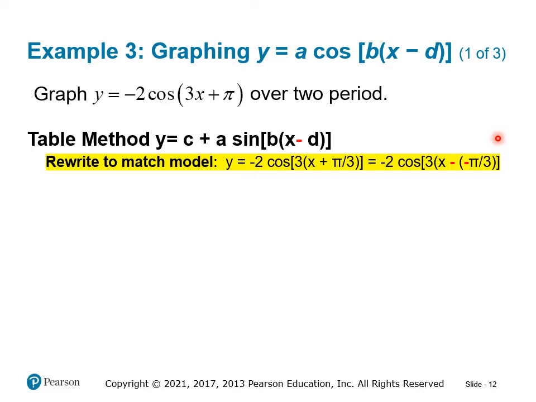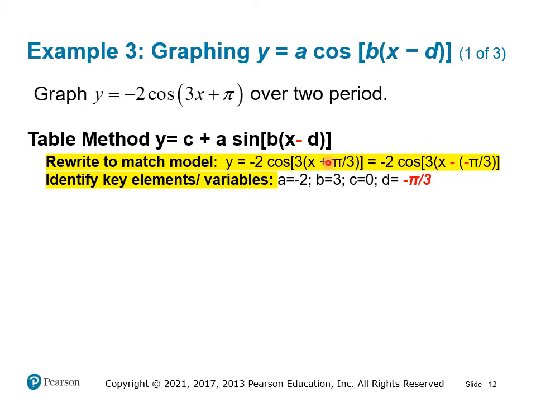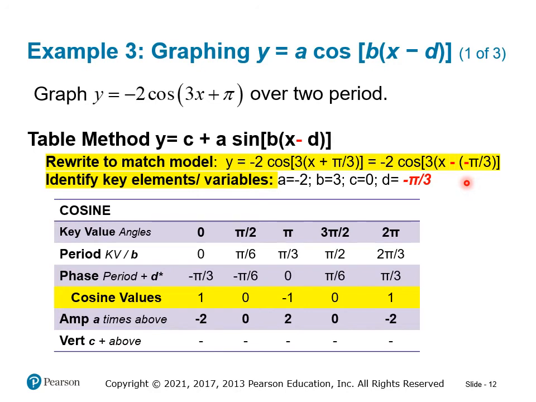Once I've done this and rewritten the equation to match the model, now I can identify my key elements. I can see that my amplitude, or A, is negative 2. My B is equal to 3. I don't have any constant being added or subtracted outside of the trig function. And I can see that my phase shift is negative pi over 3. Having identified all of those variables, I'm now ready to build my table. And you can see each time, with each example, it's getting a little bit more complicated, and we're using all the rows. As you can see, you can use the table without any of these values or with all of them.